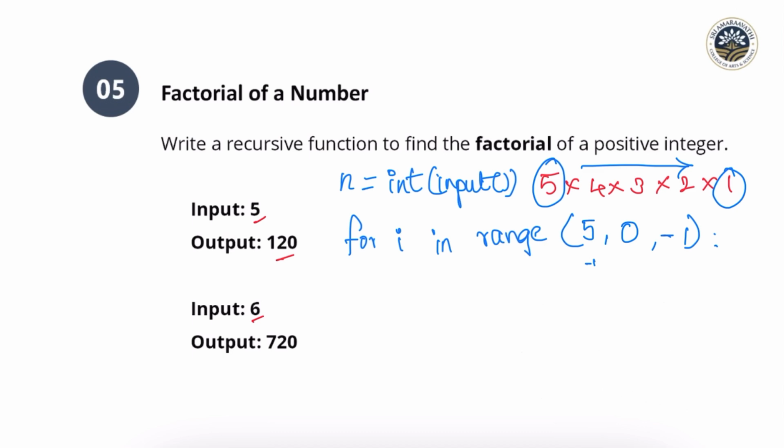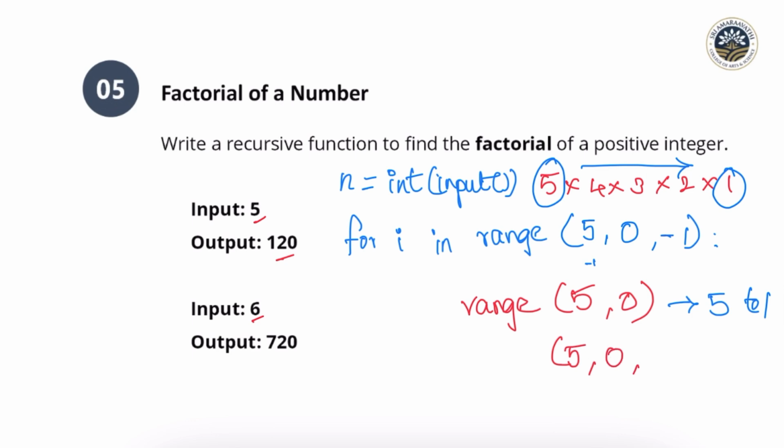And if you give in range only 5, 0, it will not come from 5 to 1. Why? Because a reverse direction is not possible. So what you need to mention is 5, 0, -1, with -1 as the step value. If you mention that, it will come from 5 to 1. Hope you guys understood. Okay.